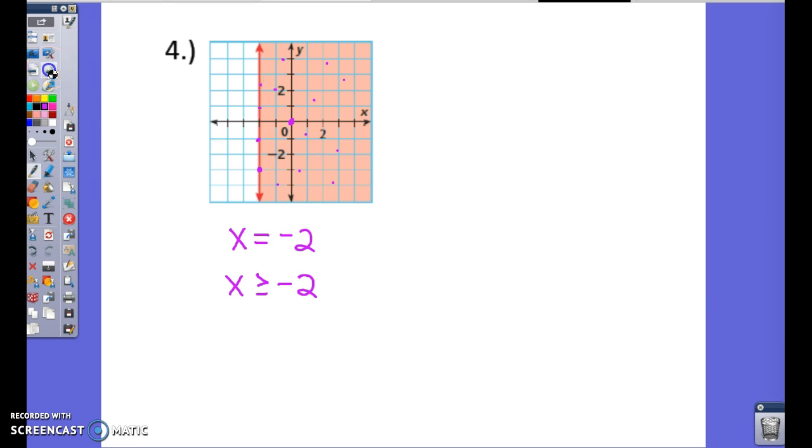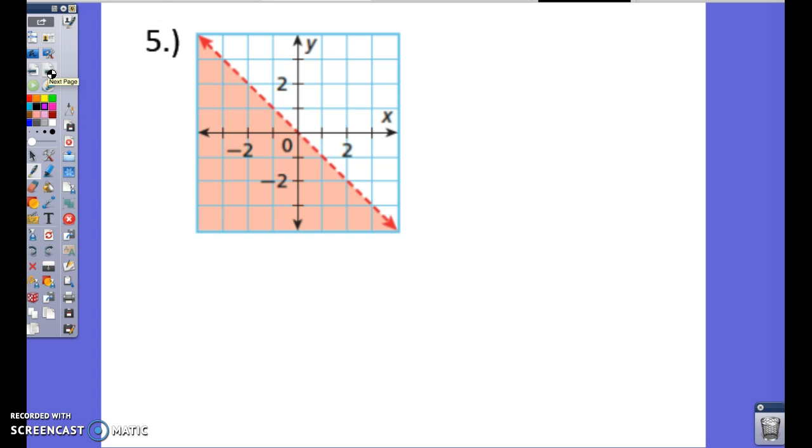A couple more examples to go ahead and get through here. For this one, exact same idea. I'll go a little bit quicker. We know the y-intercept is 0.